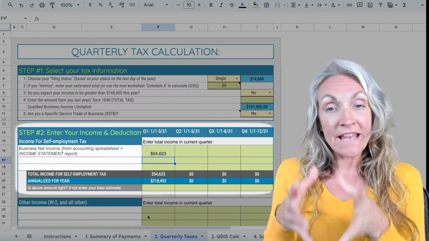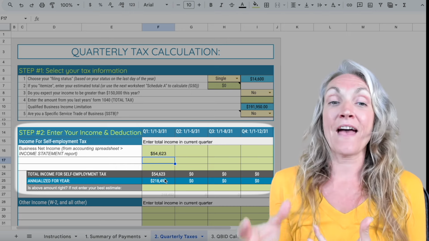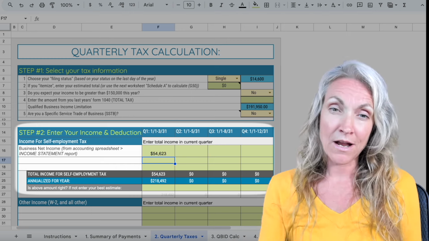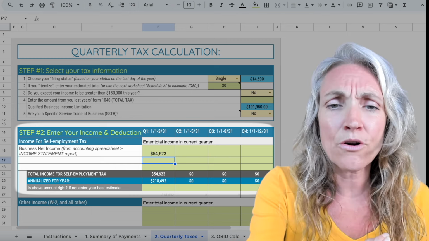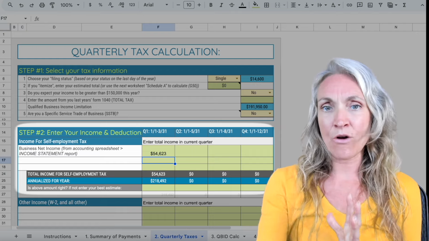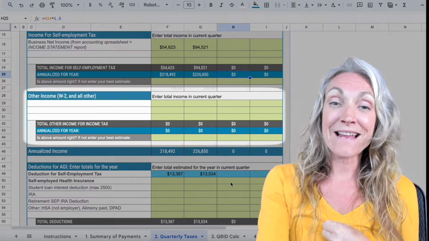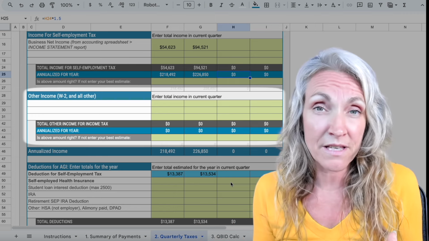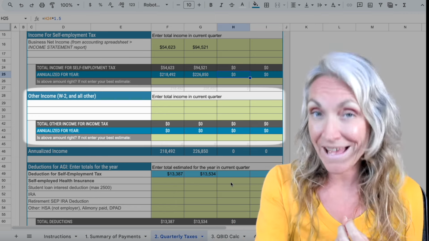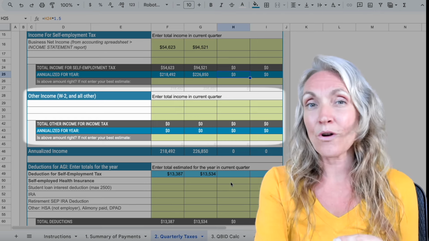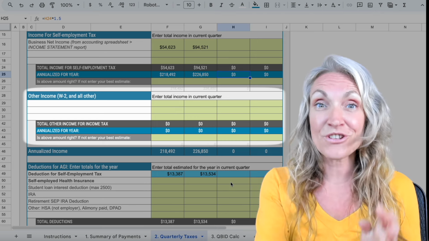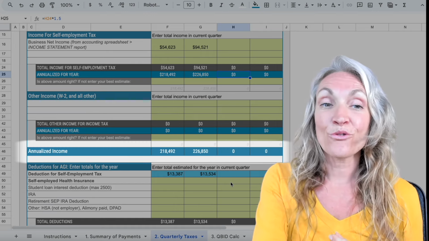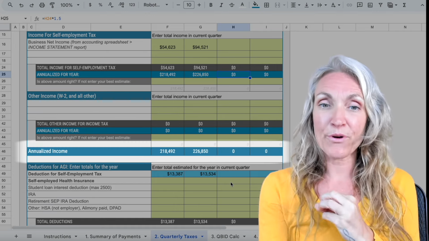And then in that quarter, we're going to scale up that amount and estimate it for the year as if you earned that amount all year. If you don't think that's right, then you can go ahead and override that amount and put in your estimate. In the next section is where other income will go. So if you have a part-time job or your spouse has a W-2 job or you have an S Corp, you're going to go ahead and put your W-2 information here, and also any S Corp income. Then we get to your total annualized income, combining both those amounts.